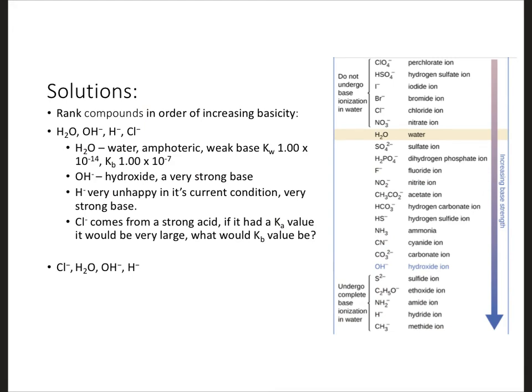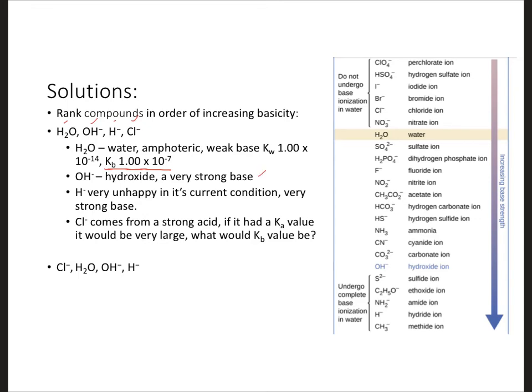So we could also talk about ranking compounds in terms of how basic they are, or how alkaline they are. So if they give us H2O, OH minus, H minus, Cl minus, how can we rank those? So water is amphoteric, so that is a weak base. If we looked it up in a table, we would find out that the Kb, or the Ka, would both be 1.00 times 10 to the minus 7, right? That's the square root of that dissociation constant for water. If we look at hydroxide, we know that hydroxide is a really good base.